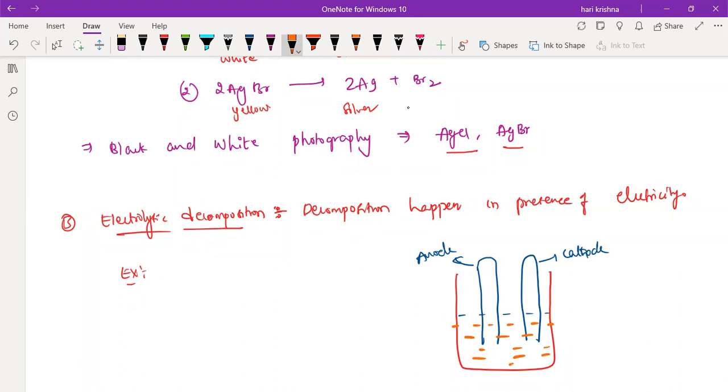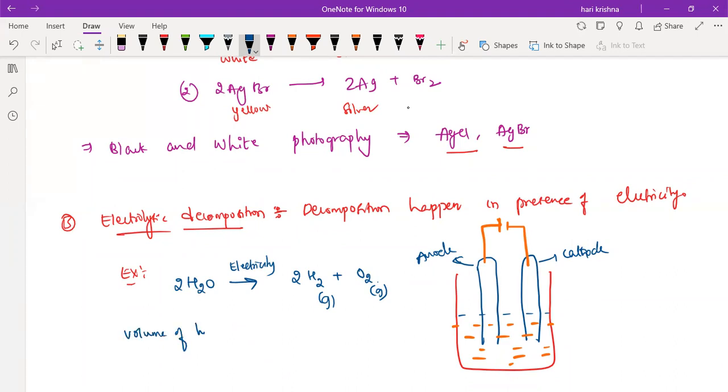Now, when you are passing the electricity, what will happen? So, if you take the equation part, 2H2O upon electrolysis will form 2H2 plus O2. The important question is, in what ratio is the volume of hydrogen to oxygen gas formed? 2:1.